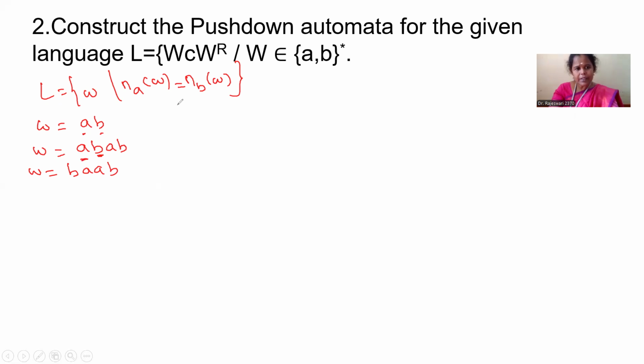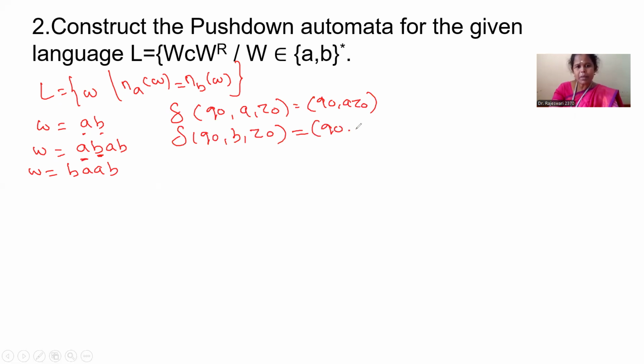Let us start writing the transition function. In state Q0, the initial state, the starting symbol can be A, so it can be Q0 comma A. It may start with B also, so if B is the initial symbol, it can be Q0 comma B. Suppose in the same state the input symbol is A and on the top of the stack we also have A. In that case, you can perform a push operation.